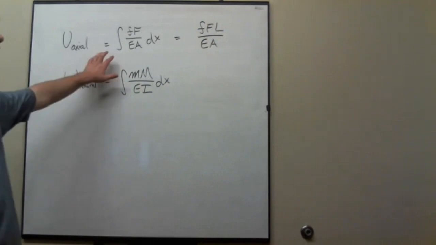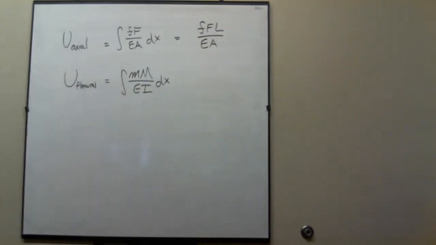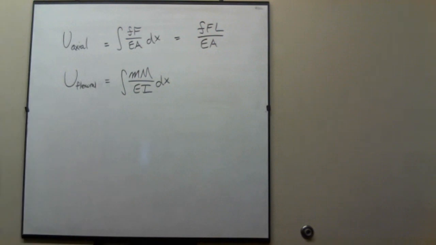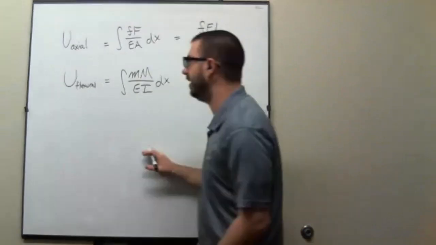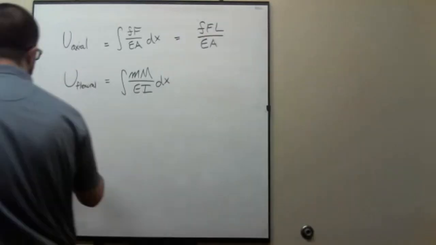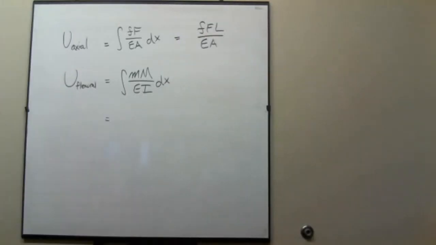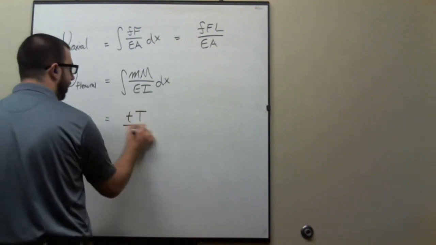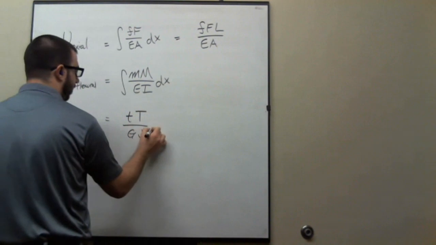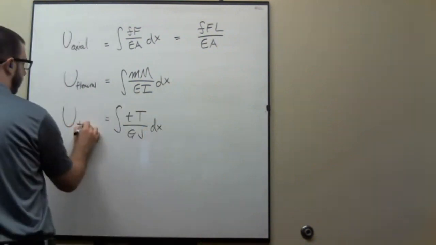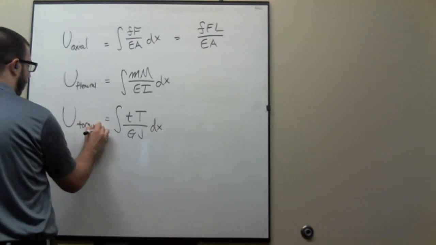The idea is that I can define an energy that represents the axial deformations and an energy that represents the flexural deformations. Well, is that it? Is that the only energy that you can see in a structure? No, there's a lot more. For instance, what if I had a member that was being twisted? I might have a little t, a big T over GJ, and then integrate those, and that might be my torsional energy.